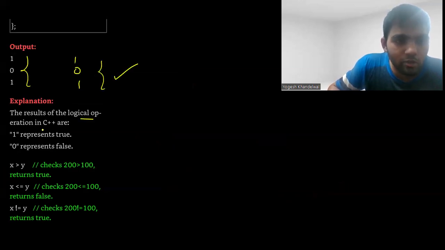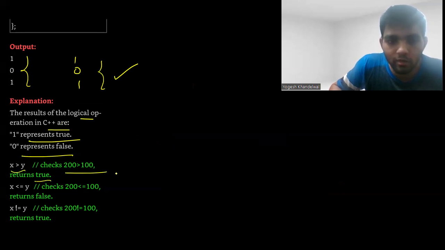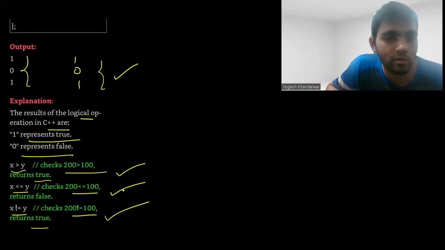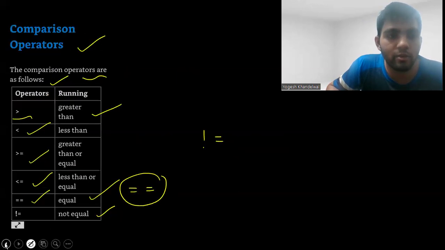So the result of a logical operation in C++ is 1 for true and 0 for false. Here x greater than y, we are checking 200 greater than 100, so it will return true. If we use x less than equal to y, 200 less than equal to 100, this is false. And here 200 is not equal to 100, so this is also true. So in this way you can use these operators. In this video we talked about different operators like arithmetic operators, logical operators, and assignment operators.